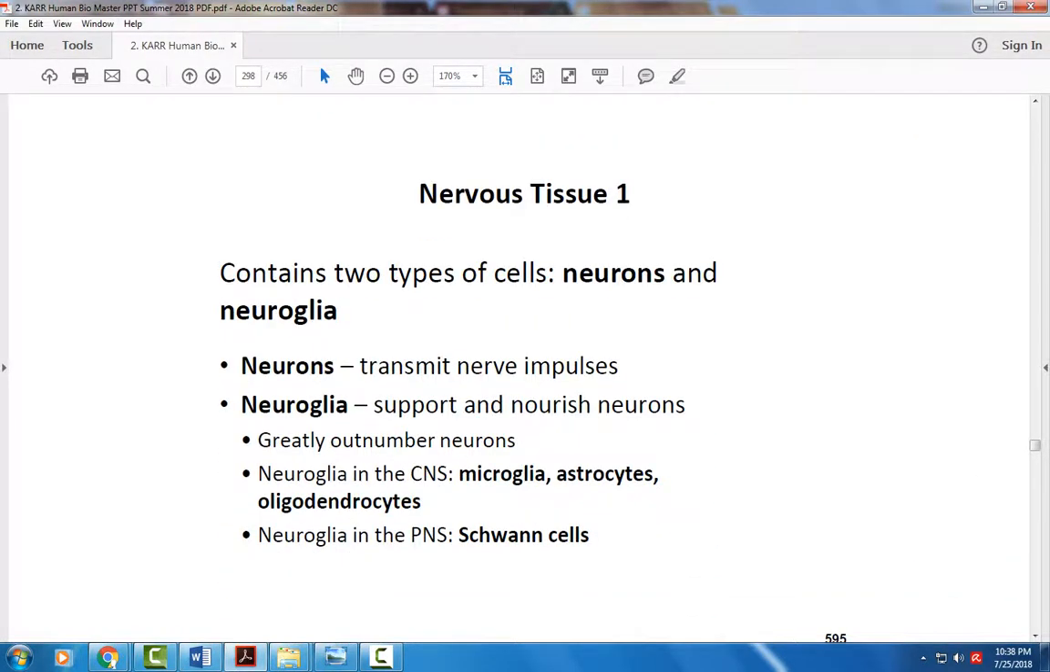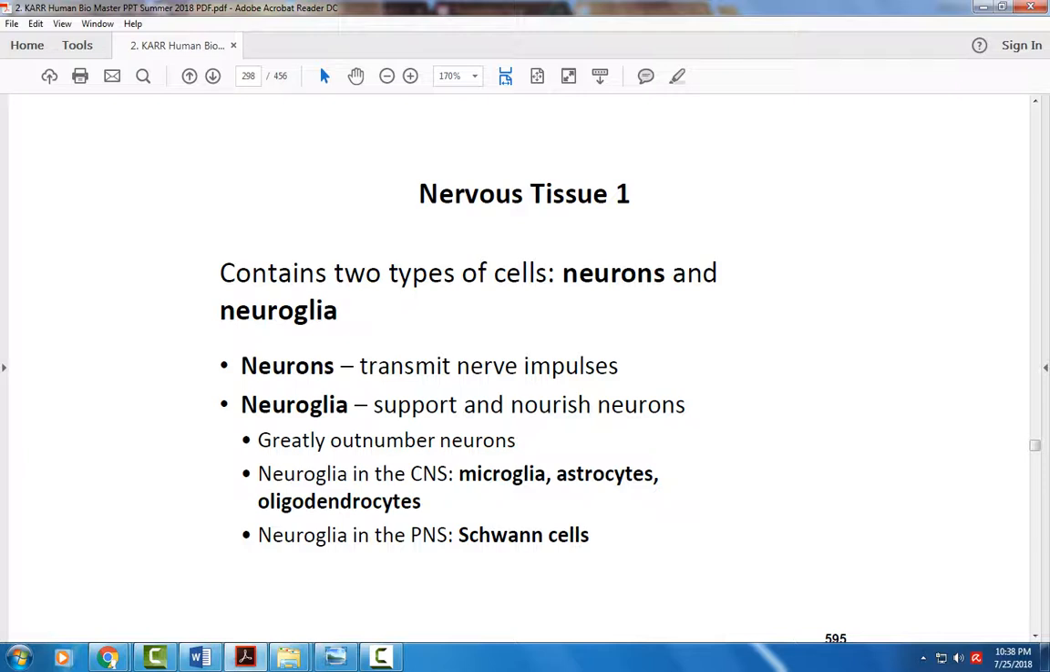So when you look at the cells that are transmitting this information, those cells are called neurons. And the other cells that support and nourish neurons that we find in nervous tissue, those are called neuroglia. And another way to remember that is they're like nerve glue. It basically is, these cells are special cells that are the supportive cells of neurons. So the neurons are the ones that are transmitting impulses that are important for sensory and motor responses, but it's the neuroglia that support the neurons.